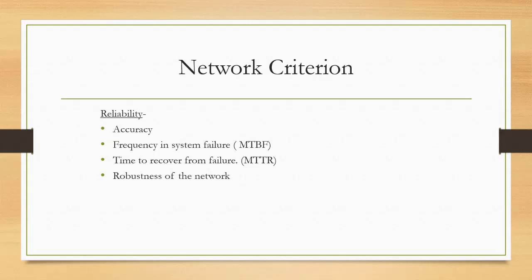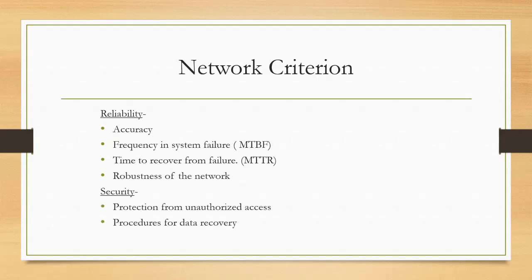And time to recover from failure. Suppose now one's system has failed. How much time is required to obtain the operating system again with its full capacity? It is known as MTTR, mean time to repair. This also has to be very less. And then the network has to be robust. It cannot be sensitive to multiple parameters. With all these parameters, we will call the network a reliable one.